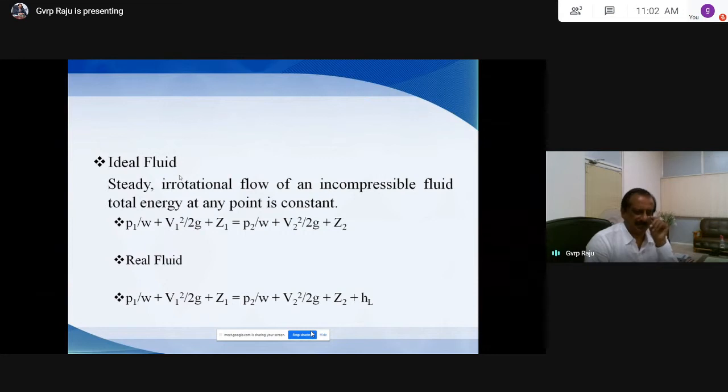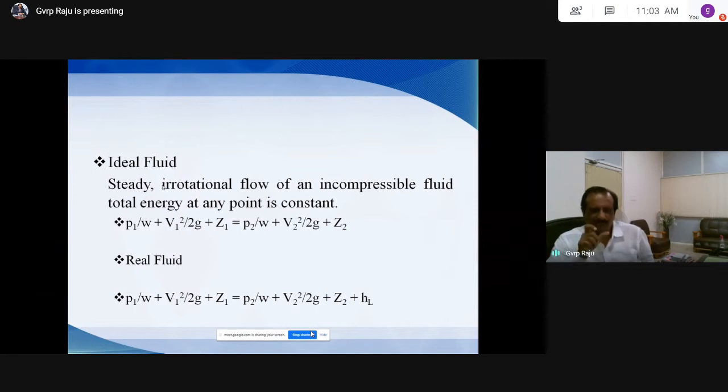So you can define that for the ideal fluid, for steady irrotational flow of an incompressible fluid, we have also assumed the fluid as incompressible. Incompressible means mass density is constant. So if you see this equation, there is no mass density here. So we have assumed the fluid as incompressible, irrotational and steady. So the total energy at any point is constant. In other words, total head is constant in a flowing fluid for steady, irrotational and incompressible fluid. For steady, irrotational and incompressible fluid, the total energy at any point is constant.